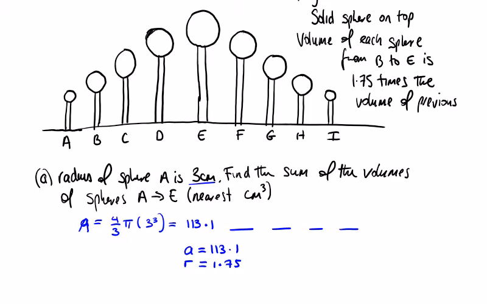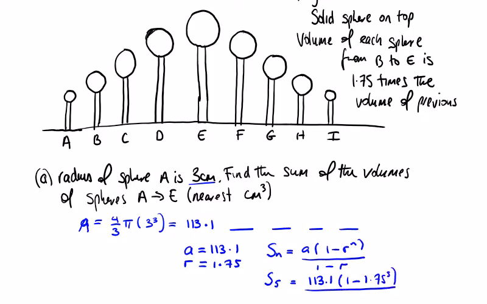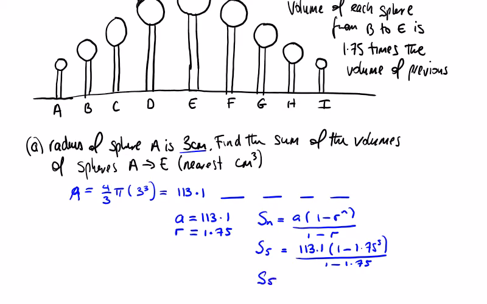So putting that into the formula for the sum to n is going to be A times 1 minus R to the power of n over 1 minus R. So the sum of the first 5 terms, 1, 2, 3, 4, 5, is equal to 113.1 by 1 minus 1.75 to the power of 5 over 1 minus 1.75. So the negatives will make it positive. Typing this into our calculator, I get 2324, correct to the nearest centimeter cubed.